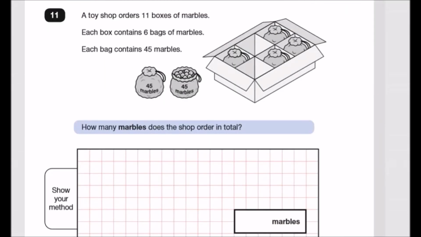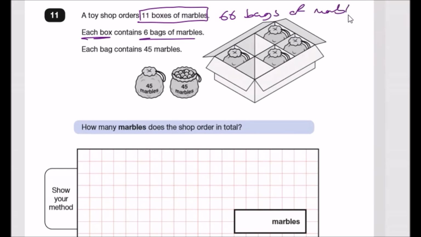Okay, here we are. So question 11, guys. A toy shop orders 11 boxes of marbles. Let's keep a mental note of that. And then each box of these 11 contains 6 bags of marbles. That means so far we have for every box 6. So with 11 boxes, we have 6 times 11, which is 66 bags of marbles. Okay, let's keep that mental note.